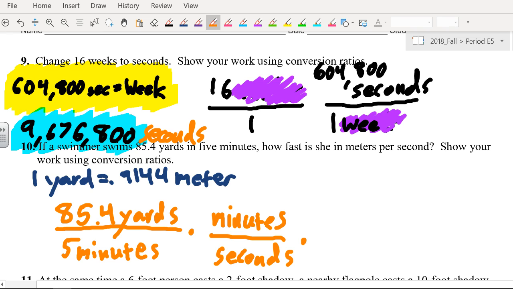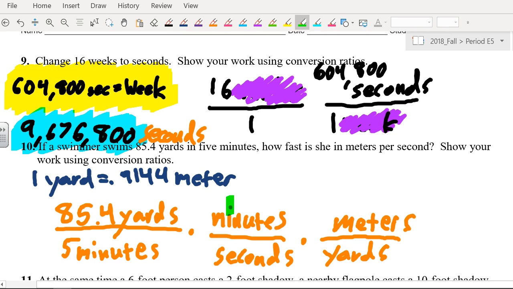And now, who wants to tell us where the yards is going to go? Denominator. Why, sir? So that they can cancel out, so they can do their little dance. Yards, and on top? Meters. Good. Okay, now we just need to make these two things equal.